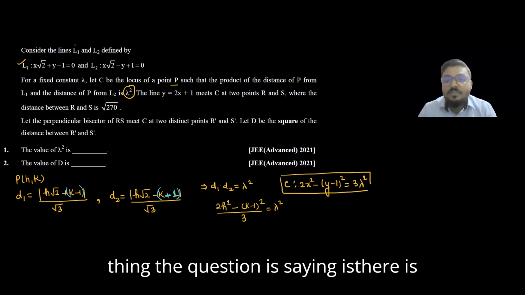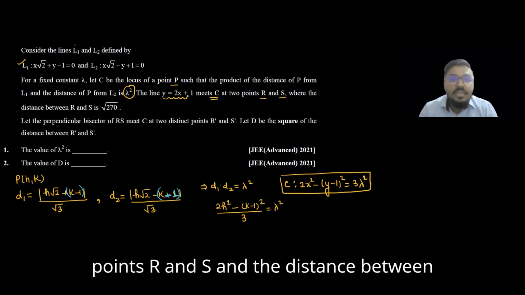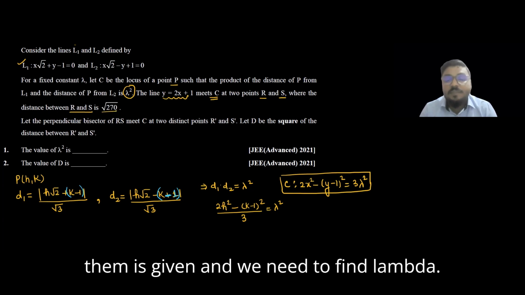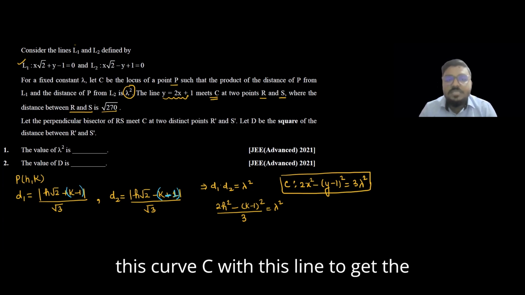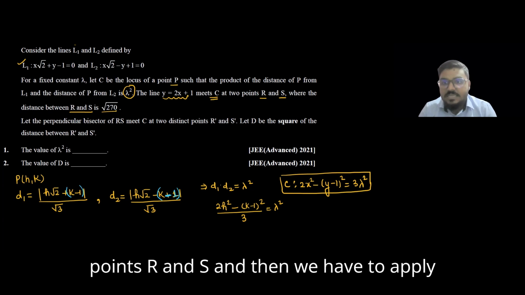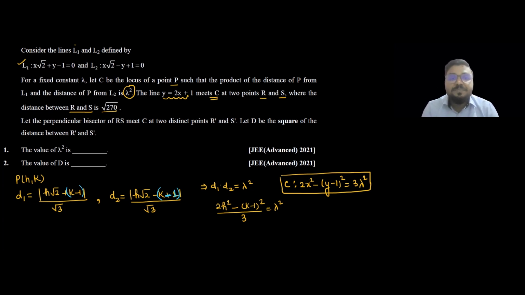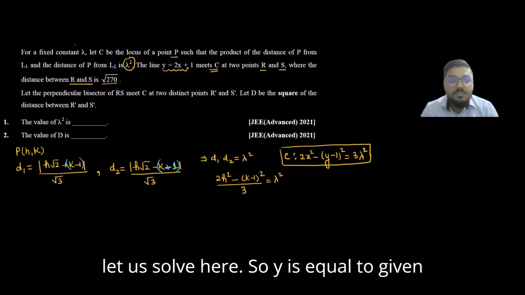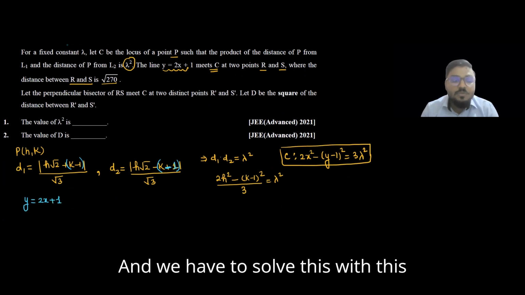Now the next thing the question is saying is, there is this line which meets this C at 2 points R and S and the distance between them is given, and we need to find lambda. So that means we need to solve this curve C with this line to get the points R and S, and then we have to apply the distance formula. Okay, so let us solve here. So y is equal to, given, 2x plus 1. And we have to solve this with this curve.